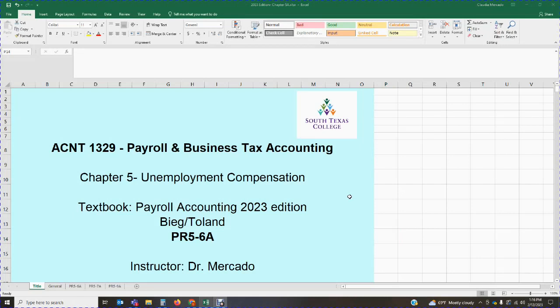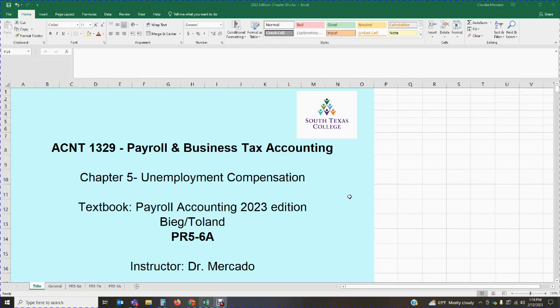This week, we are beginning with Chapter 5, which deals with unemployment compensation. Brand new chapter. Please make sure that you read the chapter before you attempt any of your assignments. Reading is critical to you understanding the content and then being able to apply it to the actual different scenarios.